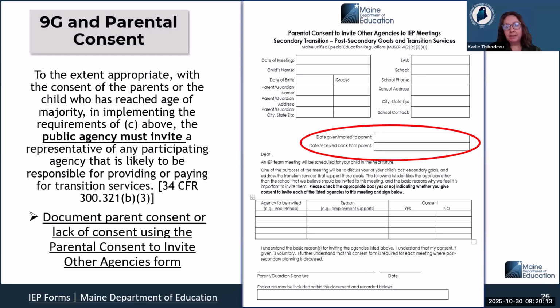And you're going to document this by using the parental consent form. You fill out the date given or mailed to the parent, and you keep that to show that you knew there was an agency involved and you tried to get the consent from the parent. If the parent does not send back consent, that is your proof that you tried to invite them. If the parent gives consent, they'll sign it and you mark the date that you received it back. That's your proof that you had parental consent and then invited that representative from that outside agency.